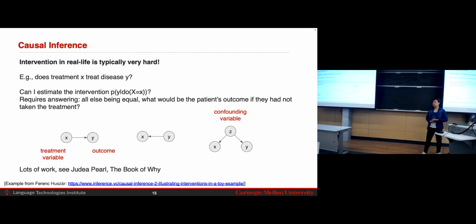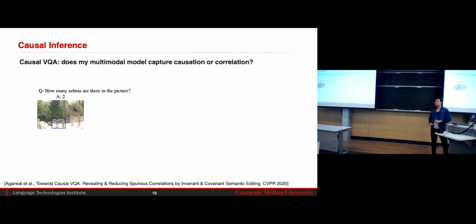And again, lots of work in causal inference. One good reference is Judea Pearl's book on causal inference. And we saw this very cool example, right? How can you actually apply causal inference to some of these multimodal systems?